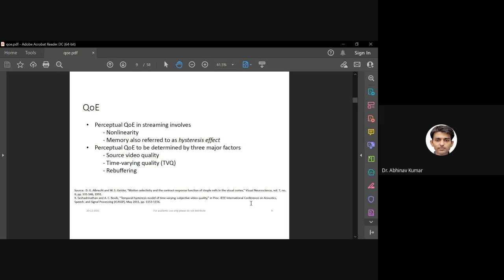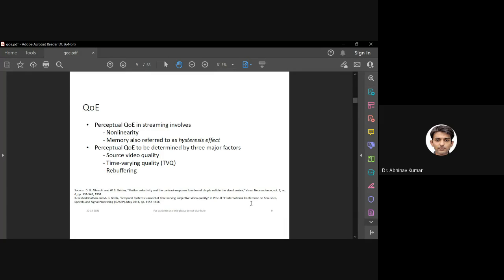So when we say perceptual quality of experience, we are typically dealing with a non-linearity. This qualitative experience for video users is typically non-linear in nature. Also, it definitely has some sort of memory effect or hysteresis effect. Based on how your experience was in the past certain amount of duration, it affects your current experience also. If past experience was bad for a while, even if the current 1 second video is good enough, you still have that past experience. That hysteresis is always there in a human mind, right?